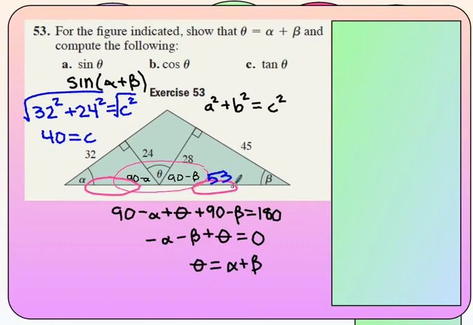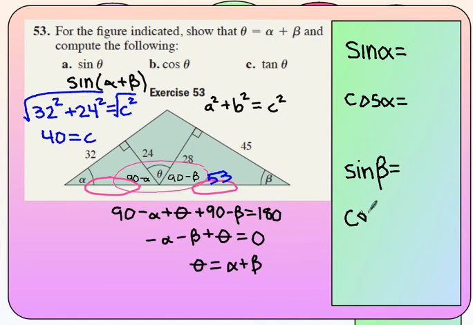This is beneficial to me because now I can set up my trig ratios. So I need to have the sine of alpha, and I need to have the cosine of alpha. And then I need to find the sine of beta, and I want to find the cosine of beta. And so this is going to help us find our sum and difference identity values. So using our right triangle trigonometry, sine of alpha, here's my angle alpha, as opposite over adjacent, so it's 24 over 32.